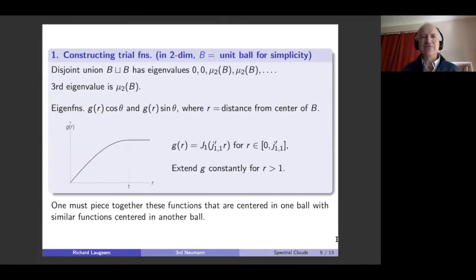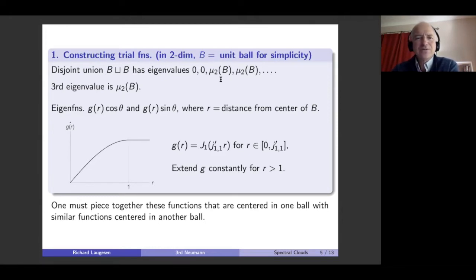So constructing trial functions, and on this page we'll just do 2 dimensions for simplicity. What's the spectrum of the disjoint union? Well, of course, you've got 2 disjoint components, so you have 2 zero eigenvalues, and then the next eigenvalue occurs 4 times because it has multiplicity 2 on each individual ball. But so you've got 2 zeros, and that's the key point. You've got 2 zeros, and so the third eigenvalue is simply the second eigenvalue of one of the balls. So that tells you what the eigenfunction ought to be.